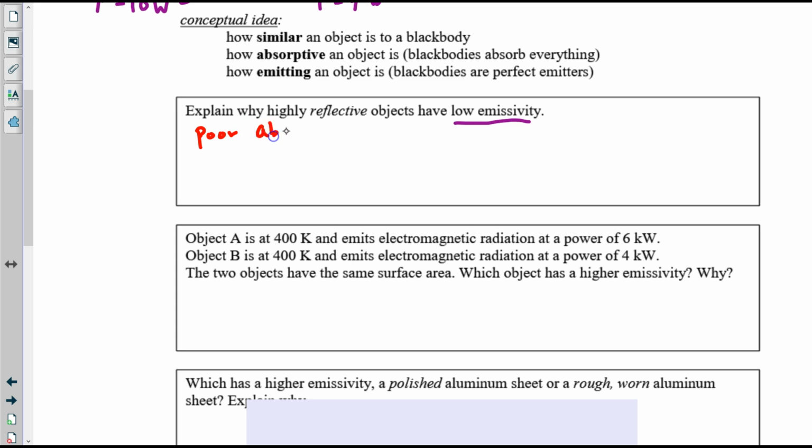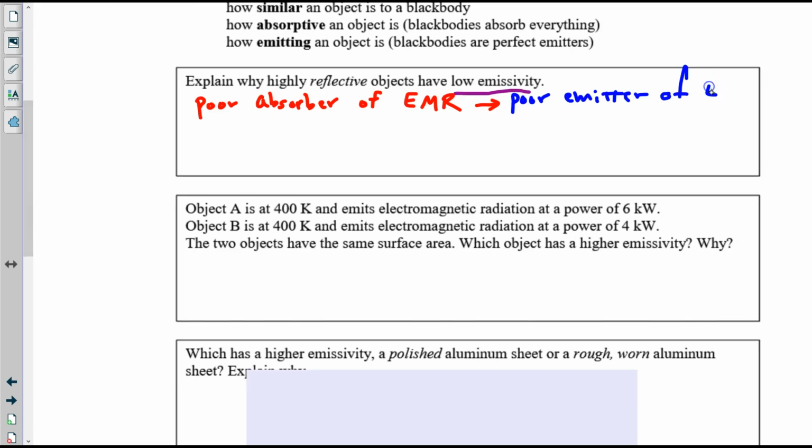That makes it a poor absorber. And a poor absorber of EM radiation, this is the crucial fact, will also be a poor emitter of EM radiation. The EMR is EM radiation. Well, why is that relevant?